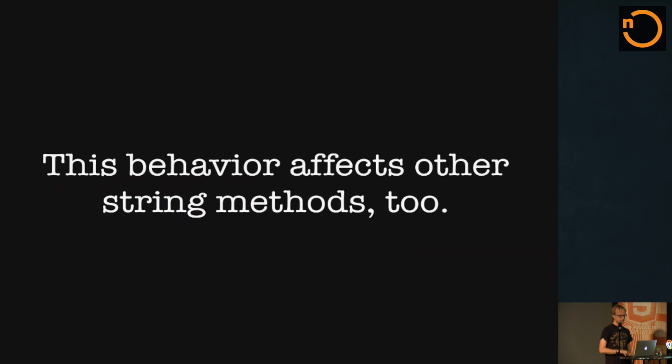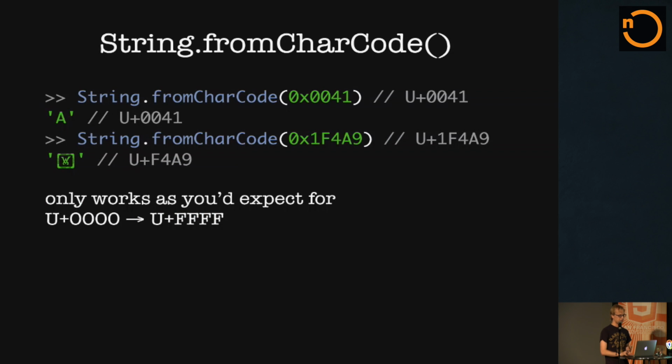Now, this behavior affects other string methods too. It's everywhere in the JavaScript language. So for example, if you try to use String.fromCharCode, this is a function you can pass in a code point, and it will turn that code point into a string containing that symbol for that code point, which is really useful. But it only works the way you would expect it to for BMP code points. If you pass it an astral code point, it will still give you a result, but it probably is not going to be the result that you would expect. So this function is slightly broken. It only works for BMP characters.